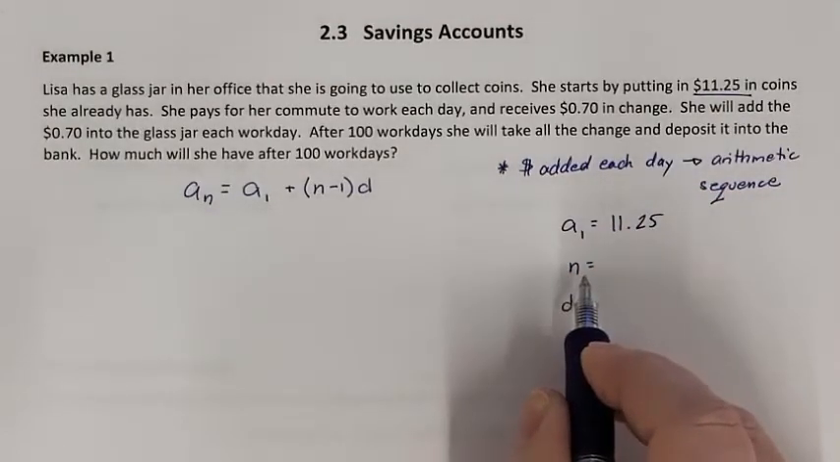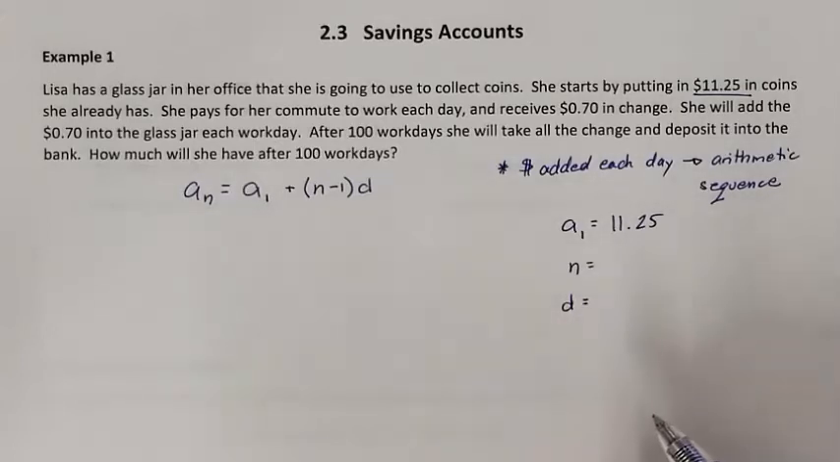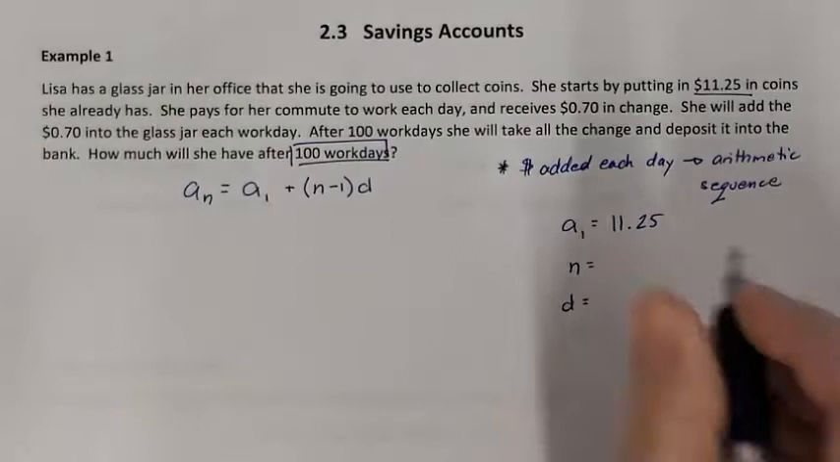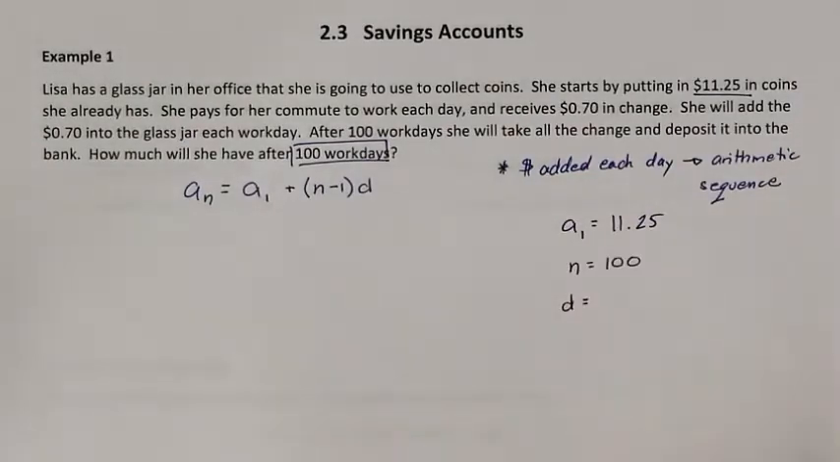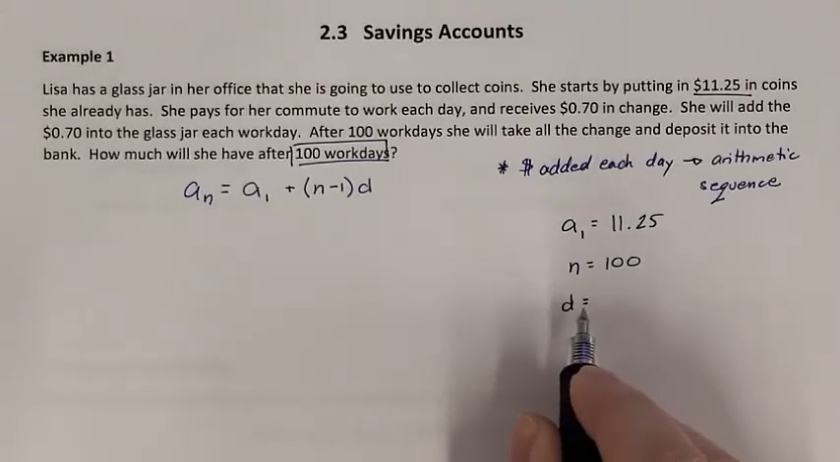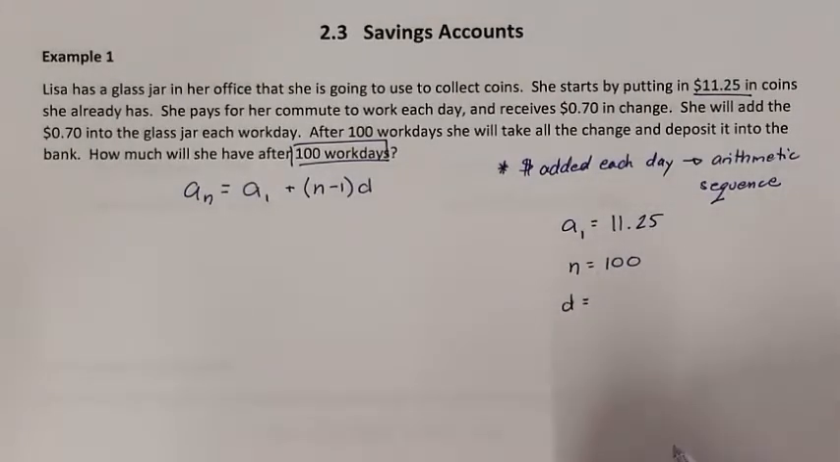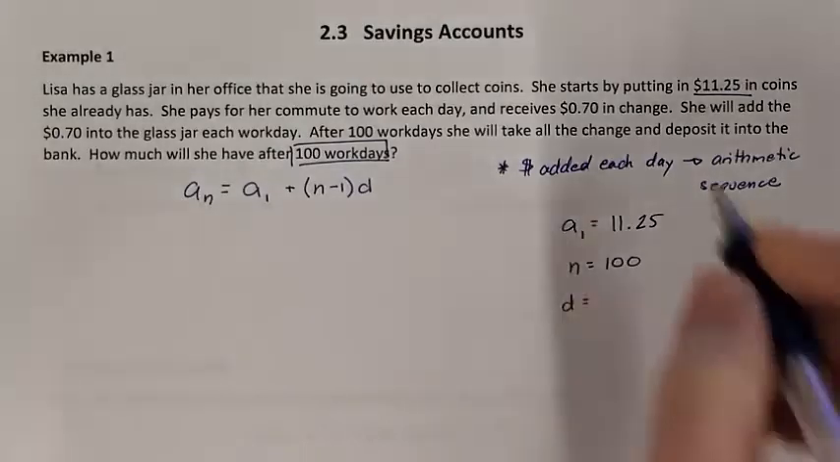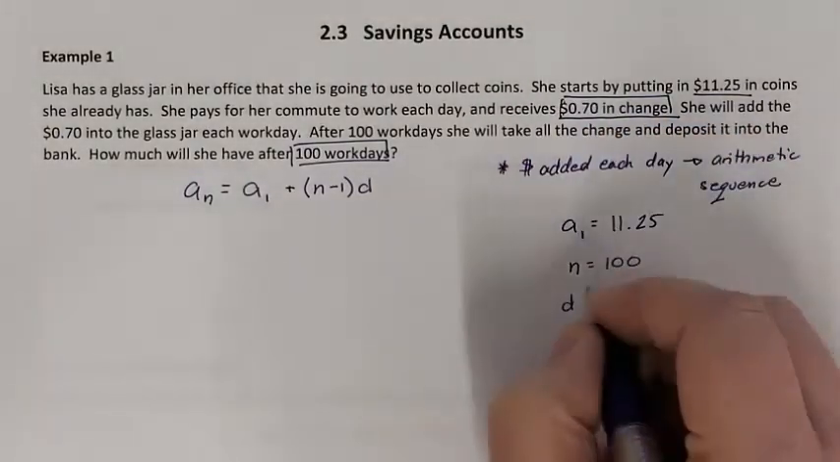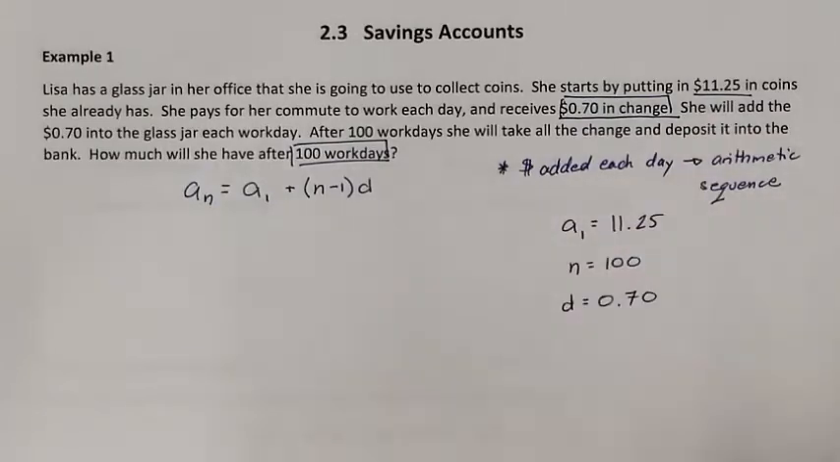The n is asking, what is the last day you want to count? It asked us after 100 work days. So we are going to put money in for 100 days. D is the difference. How much are you putting in each of those 100 days? Each of those 100 days, they said that she would be putting in 70 cents worth of change. So our D is 0.70.